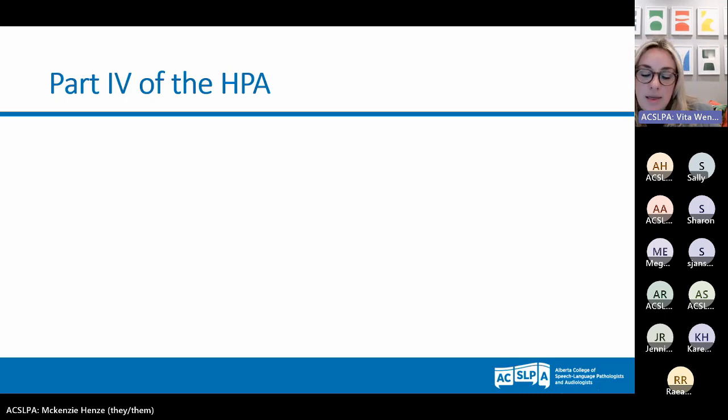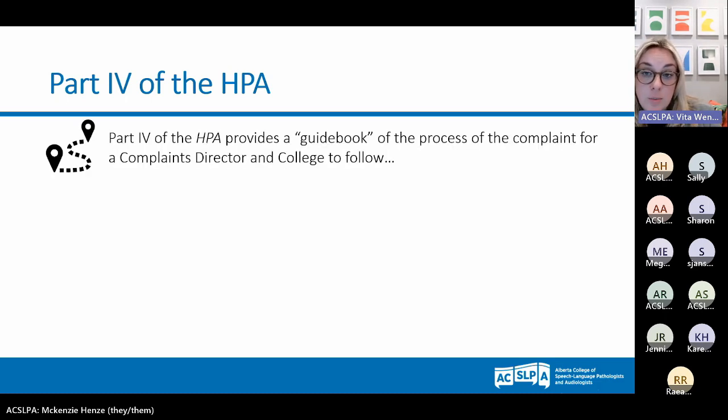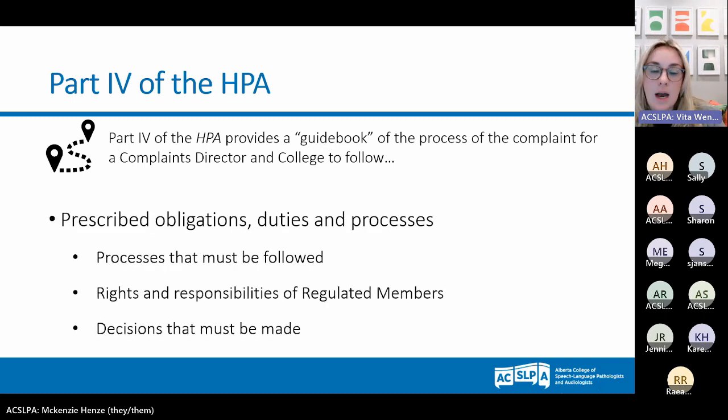So the Health Professions Act is the guidebook, or the piece of legislation, relevant to the complaints process. I often call it a guidebook, as in it doesn't have all the answers, but it does have the process of a complaint for a complaints director, such as myself, and a college to follow. That would be from how a complaint can be made, what's required for a complaint to be made, what's the first decision when a complaint is made, continuing through the steps of the life of a complaint, which we're going to review together today, and the outcomes that are potentially available for a complaint.